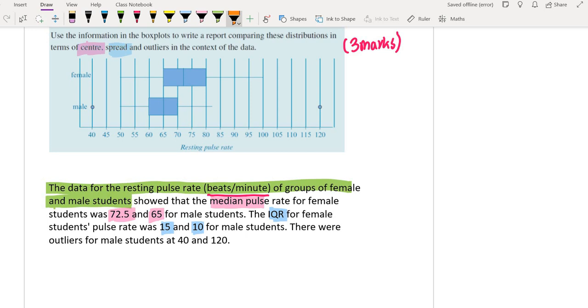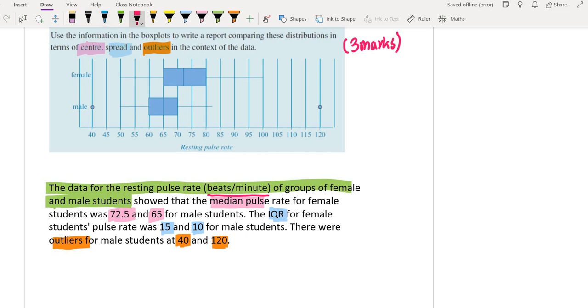And lastly, we mention outliers here as well. So those are the 3 marks. However, if this is the answer that you write, you probably only get 2. You're missing one important thing here. See if you can figure it out.